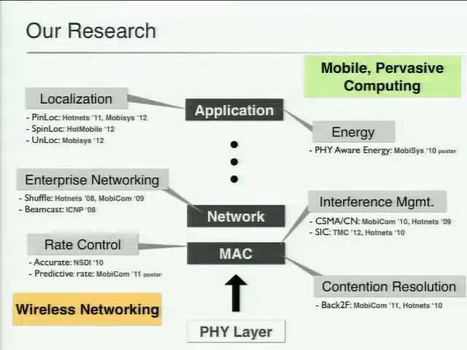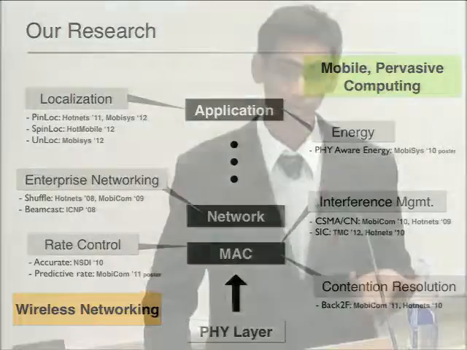And as we are doing this research, we also find it interesting that the physical layer can be viewed as a sensor, and the sensing information can be used in the application layer, helping emerging areas of mobile and pervasive computing. So in the later half of my talk, I'll talk about how we could use physical layer information to address challenges in indoor localization.